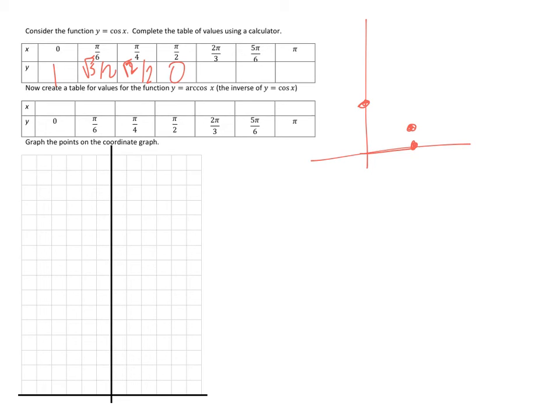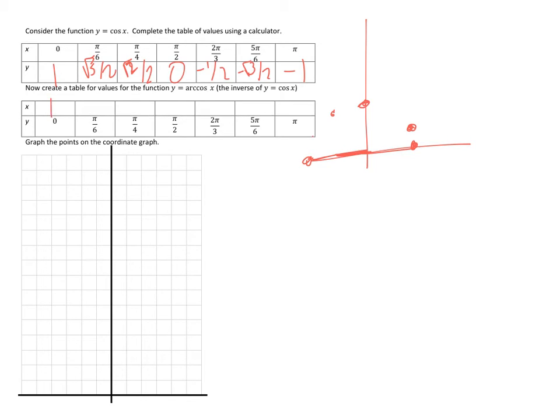2 pi over 3, now this is going to be my short distance, so 1/2. 5 pi over 6 is my longer distance, so radical 3 over 2. And then pi is going to be negative 1. And all of those on the quadrant 2 should be negative. So I'm going to translate them down, put them in the inverse table.